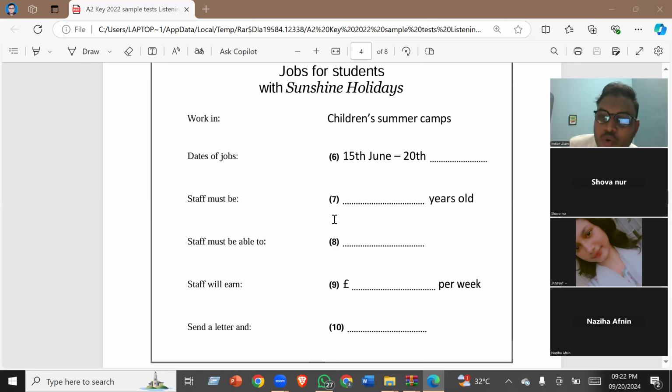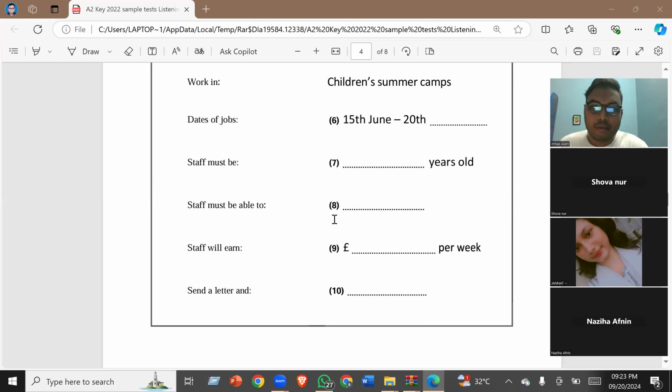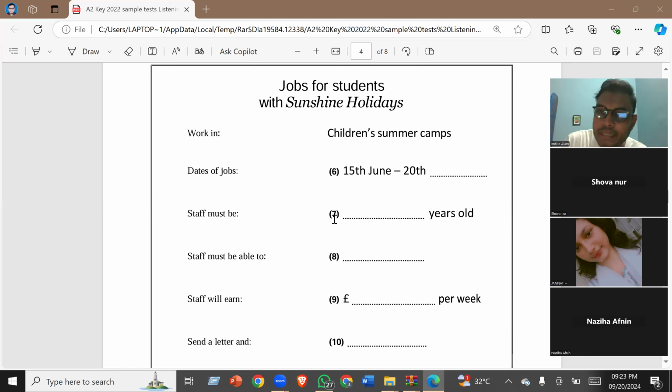This is all about fill in the gap. You basically know the drill of fill in the gap. You have to fill the gaps, but the important part is the suggestions. Now I will give you some tips and tricks and suggestions, and you have to remember them. Remember, do not repeat any word. You can see question number 6, 15th June to 20th. Do you see the question, by the way? 15th June to 20th. Do you see?